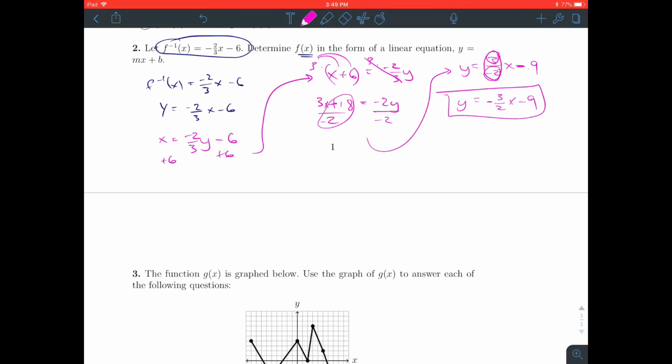And so this is the equation for y. But I have to go back to f of x. So that was not my final answer. The final answer should have been f of x equals negative 3 over 2x minus 9.